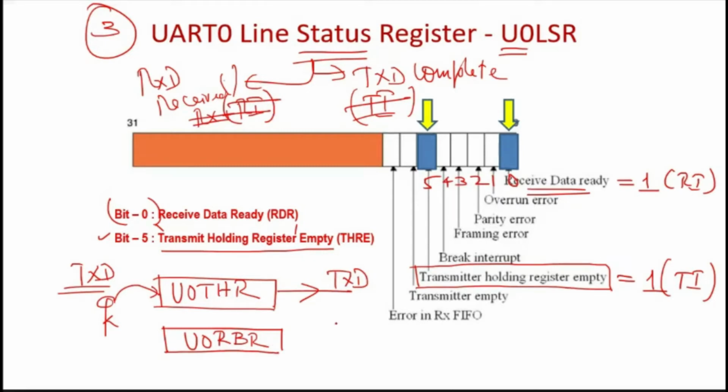Receive buffer register, what is the job of this fellow? This fellow will receive data from the user. Somebody else is giving me data, and this fellow will receive that. When this becomes full, I get a notification. That is this notification. Receive data ready means somebody else has given you data which is now available in the UART0 receive buffer register, which you can take and use. That is called the receive data ready flag. It is equivalent to the receive interrupt of 8051, which tells you that somebody else has given you data which you can take and use.